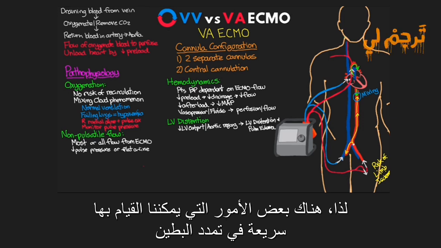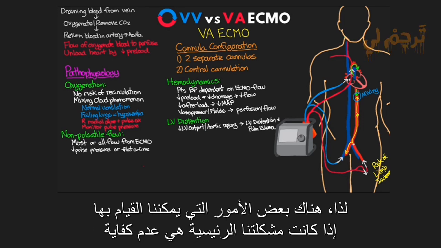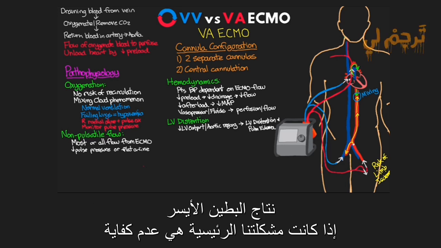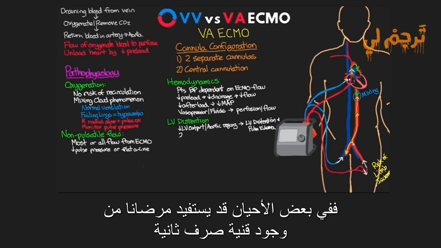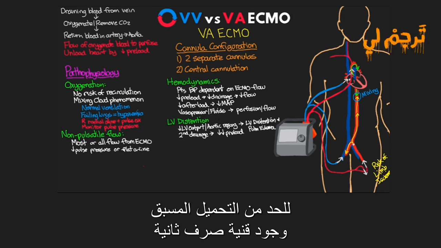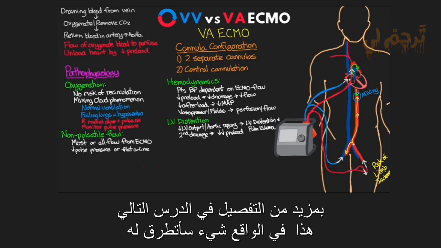And so there's a couple things that we can do. If our main problem is not having enough output of that left ventricle, then sometimes our patients can benefit from having a second drainage cannula to add to the reduction of preload. This is actually something that I'm going to go more in depth into in the next lesson.